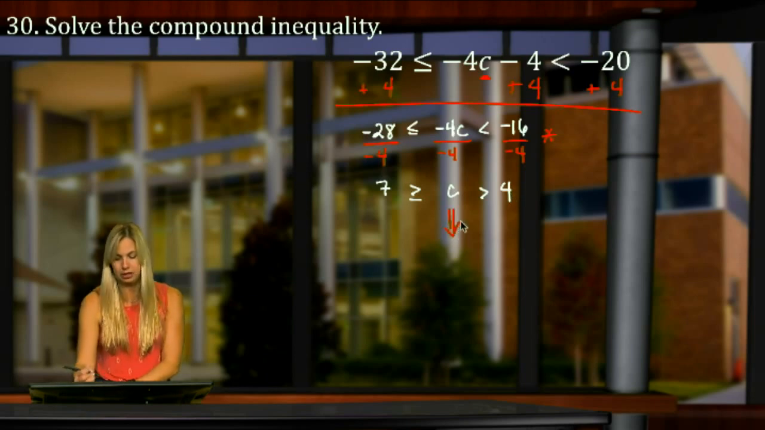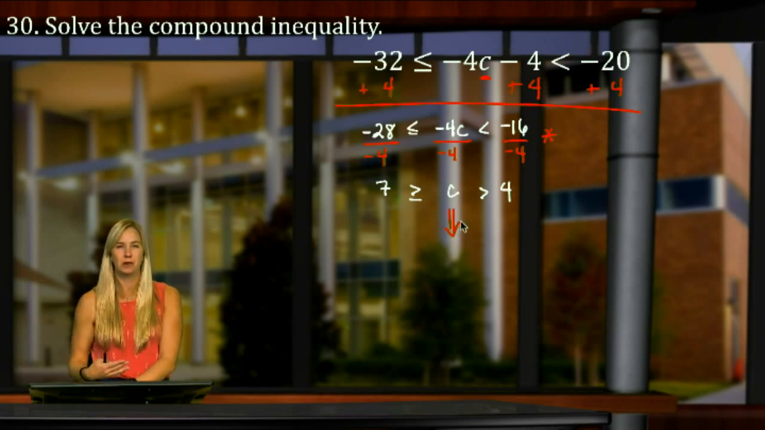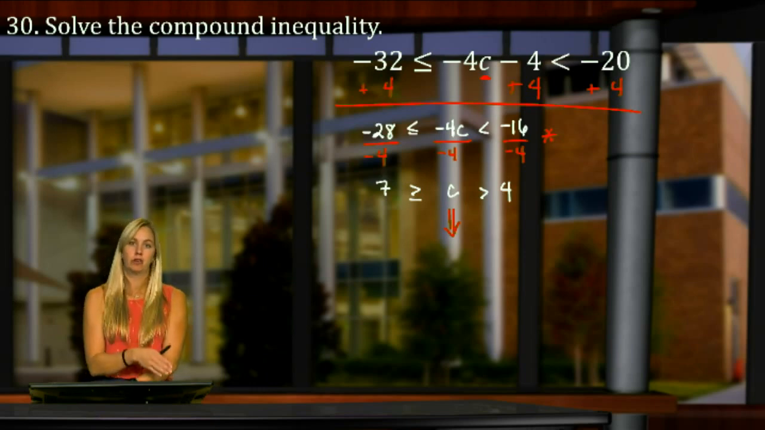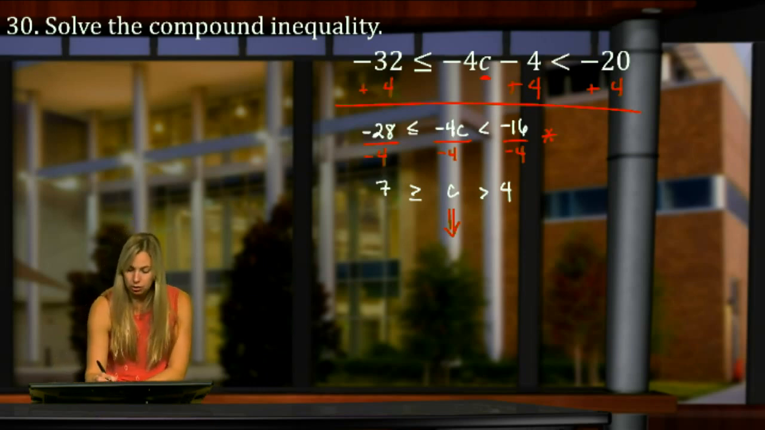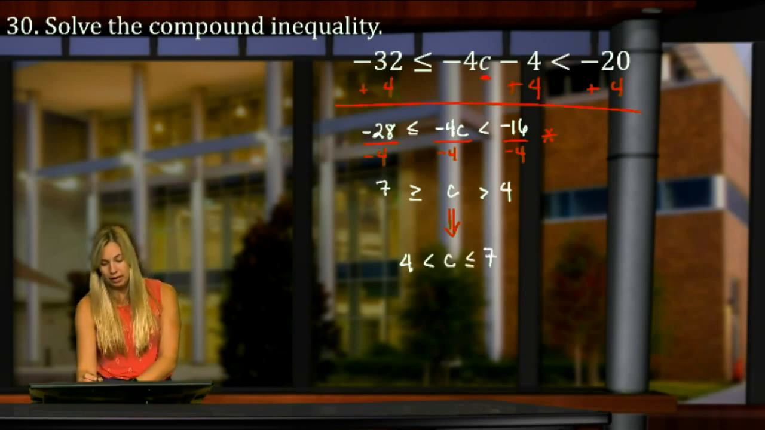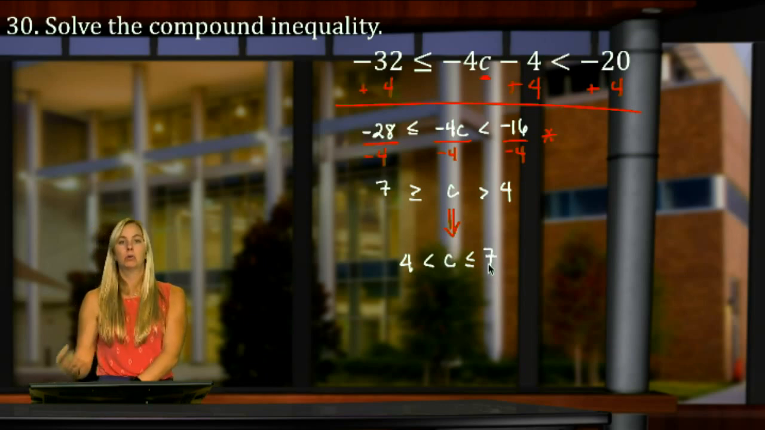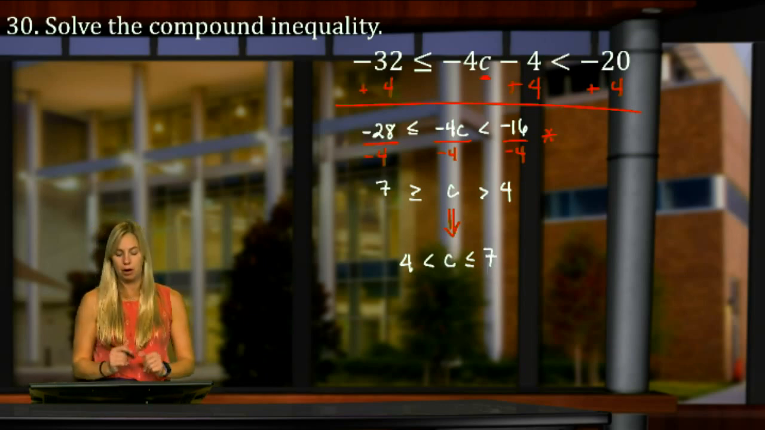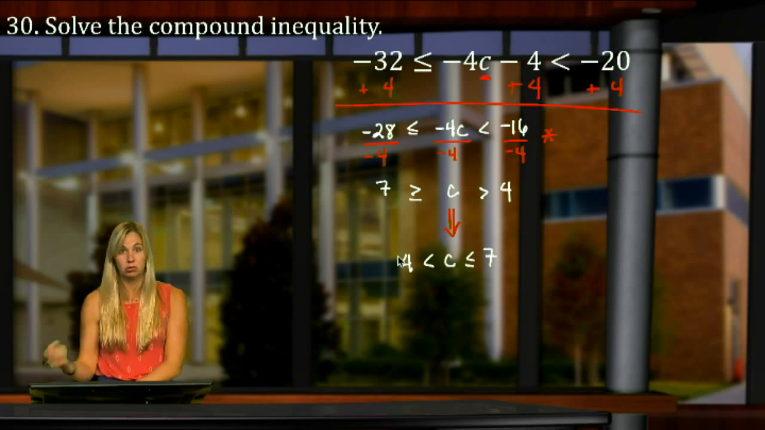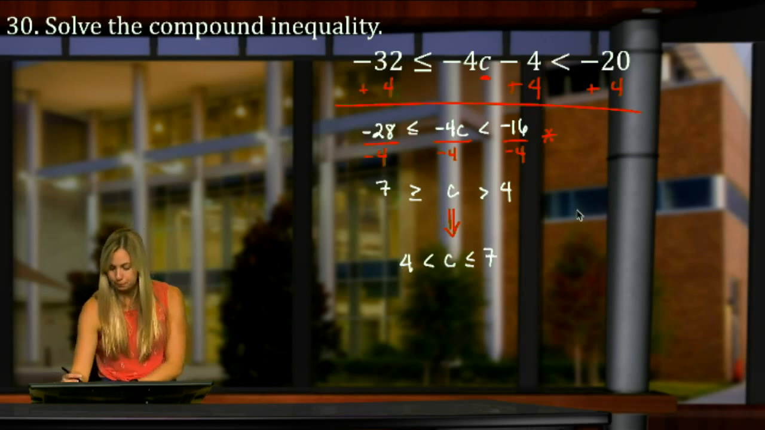Now, this particular inequality is a little bit more difficult to interpret because it seems like it's going backwards. So what we're going to do is flip the entire thing so that we're going from least to greatest. 4 is less than c is less than or equal to 7. And you can check. Do we have c is greater than 4? Yep. Do we have c is less than or equal to 7? Yep. So we flipped it correctly. We didn't miss any parts. And this is much easier to read and to interpret.